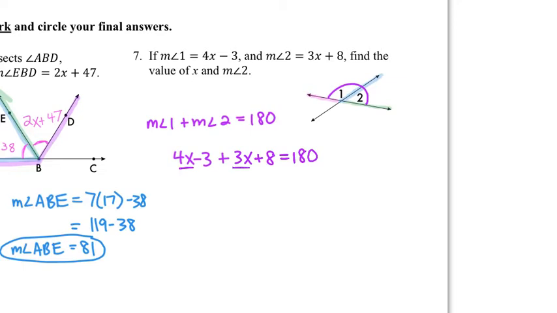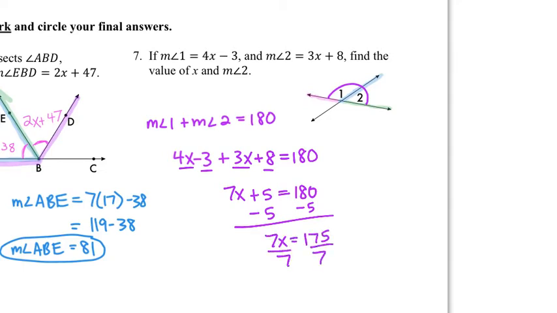Combine like terms on the same side: 7x. Combine like terms, negative 3 plus 8 is positive 5, is equal to 180. Subtract 5 from both sides, and you get 7x is equal to 175. Divided by 7, 175 divided by 7 is 25. So we've got x, and we were told to find a value of x and a measure of angle 2. So I'm going to box that up since it was part of the answer that I asked for. On number 6, we did need x, but it wasn't part of our final answer.